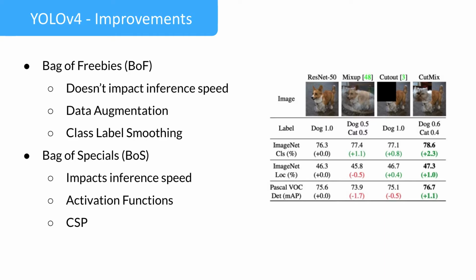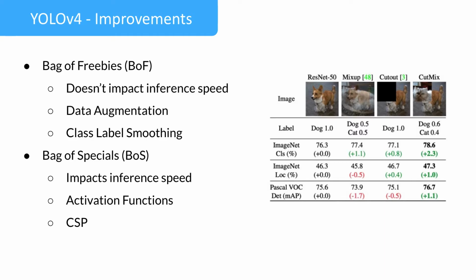And one set of improvements is referred to as a bag of freebies, or BOF. These are just a set of changes that don't affect the inference speed, but do affect the results. For example, V4 implements CutMix data augmentation, where a section of an image is pasted onto another image, which also means that the ground truths have to be adjusted. And another method is class label smoothing.